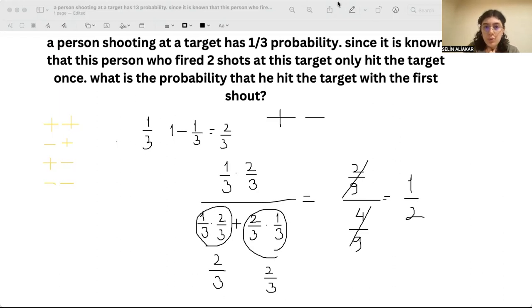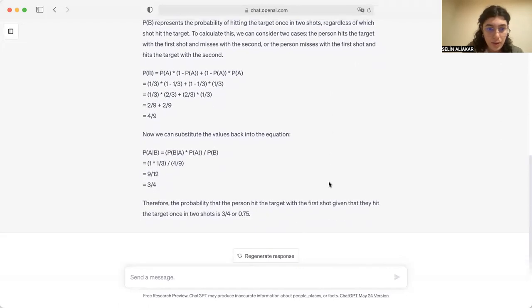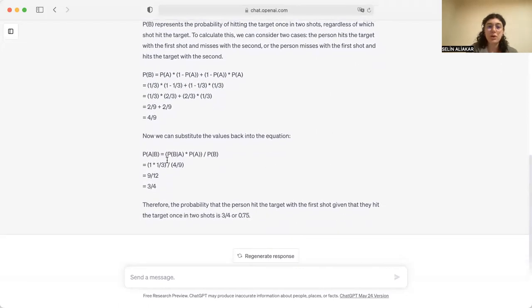Now I will show ChatGPT's answer here. It found the answer is 3/4, because ChatGPT thinks that the probability of event B is equal to 1. So this is a wrong answer.